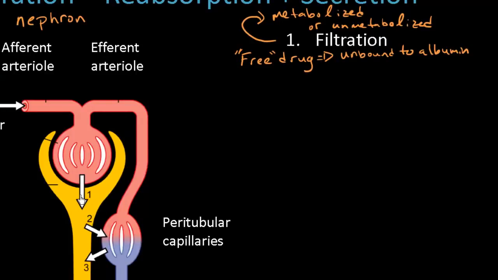So after filtration, we then get to reabsorption. Now, reabsorption is a good thing and a bad thing. We want to reabsorb a lot of the stuff that is filtered at the glomerulus. We want to reabsorb salts. We want to reabsorb sugar or glucose. We want to reabsorb amino acids. And a lot of that is happening at the proximal convoluted tubule. But what we don't want to reabsorb is drugs.